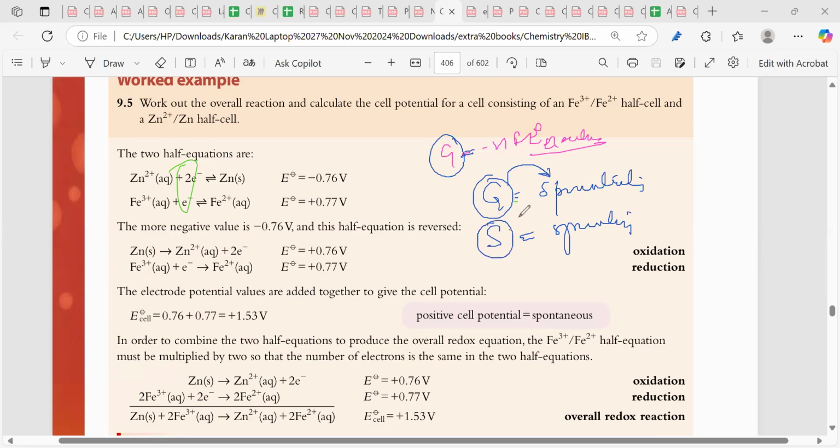The entropy also tells the spontaneity of a reaction, right? Now, if the Gibbs energy is negative, then the reaction is spontaneous.